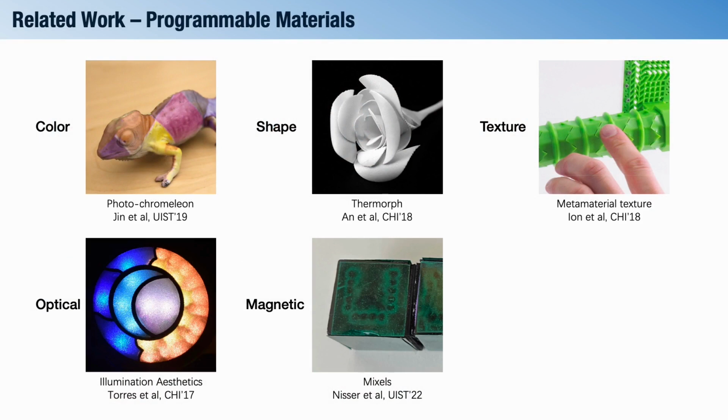Programmable materials, in HCI, have been widely explored on interactive physical properties, such as color, shape, and texture, as well as optical and magnetic properties. However, limited attention has been given to programmable thermal properties of materials.